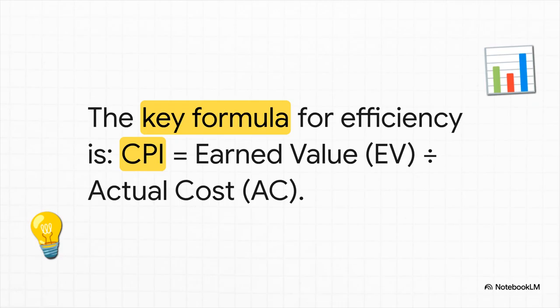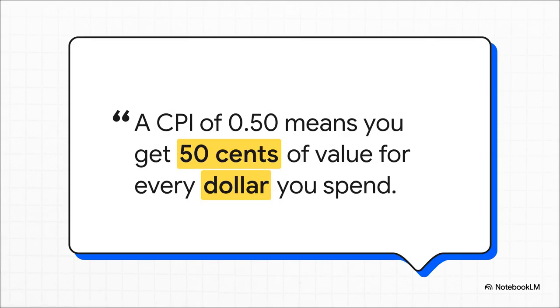Now, we can boil all of that down to a single, really clear metric for how efficiently we're using money. It's called the Cost Performance Index, or CPI. And the formula is simple. It's just your earned value divided by your actual cost. And this is why it is so brilliant. Using the numbers from our example, the CPI works out to 0.50.